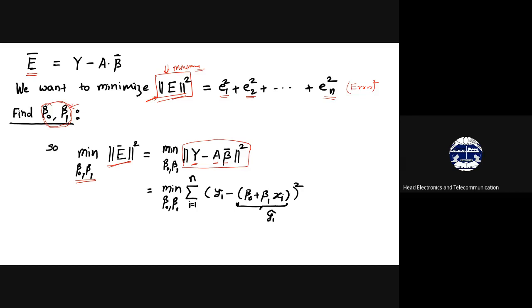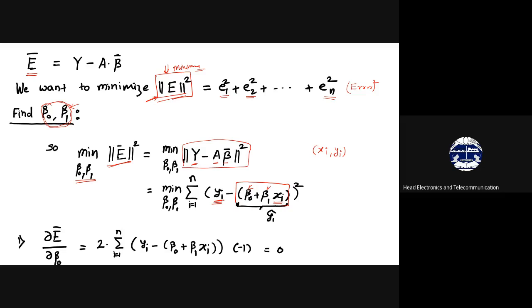Here yi is the actual value of the given ith variable, that is the output. Xi, so I am talking about this xi and yi. Beta 0 and beta 1 are the line parameters. So this part is the predicted value and this is the actual value. So that is the difference square. It is the same thing. I have done nothing, it is just rewriting the same concept.